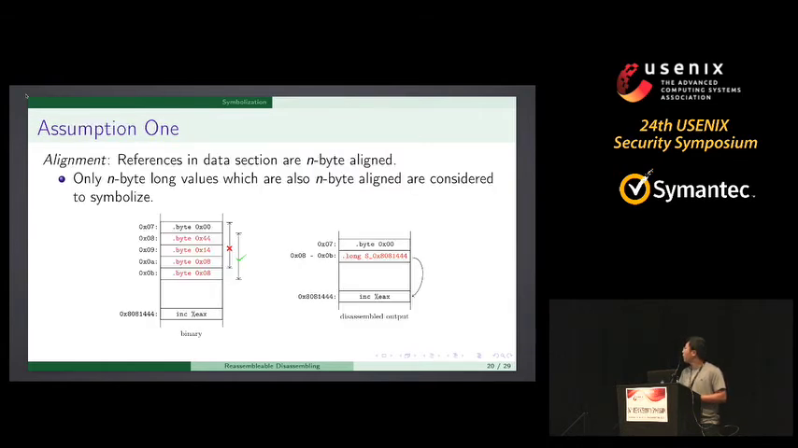Our first assumption is alignment. We assume that a reference in this section should be n-byte aligned, where n is 8 for binaries on 64-bit architecture and 4 for binaries on 32-bit architecture. So only n-byte long values which are also n-byte aligned will be considered for symbolization. As shown in this example, even though in the input binary we have 2 options for symbolization, we choose the memory address starting from hexadecimal 08 because it is 4-byte aligned.